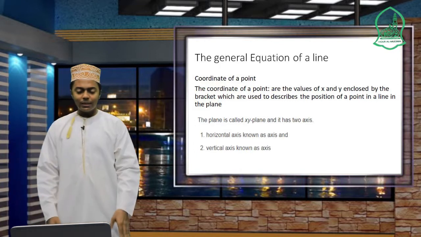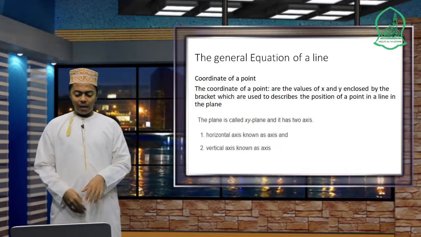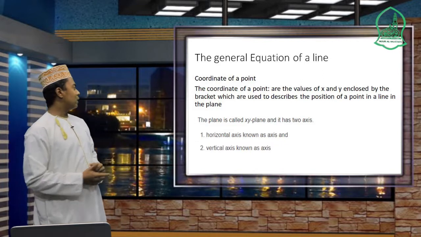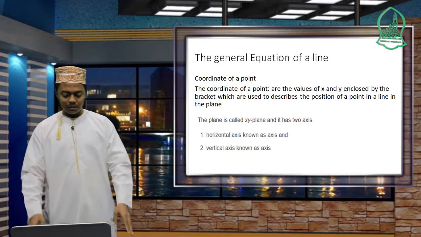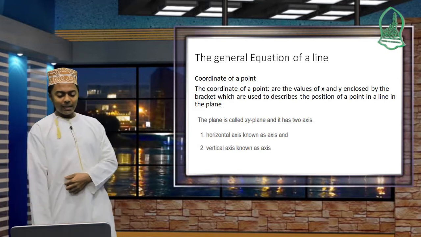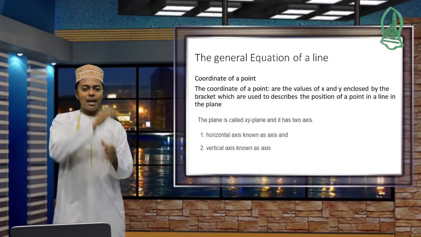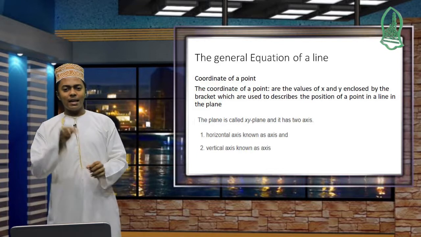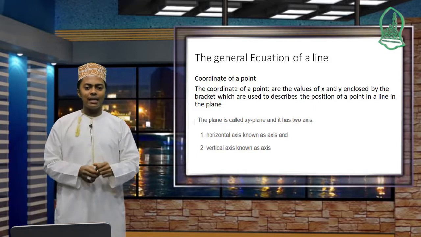So the coordinate of a point is just the values of x and y enclosed by a bracket. So we have the value of x, comma, the value of y enclosed with a bracket, which are used to describe the position of the point in a line in the plane. So if you have a plane sheet which contains the x and y plane, we're going to have the value of x and the value of y in order to know the position of that point.